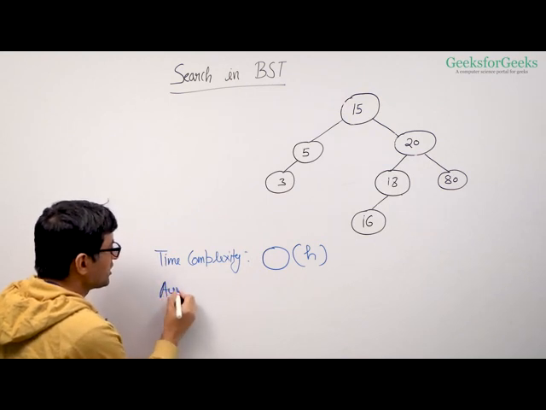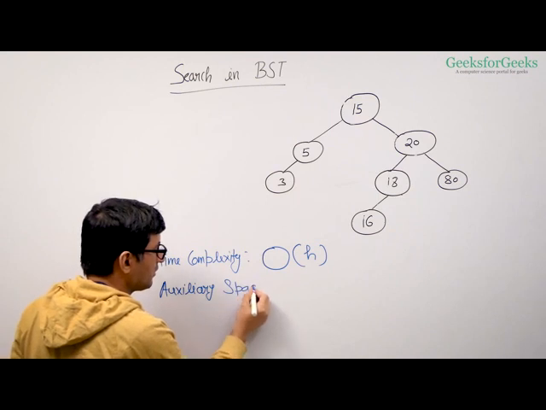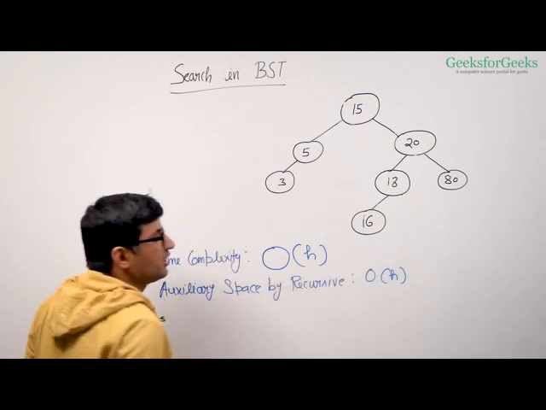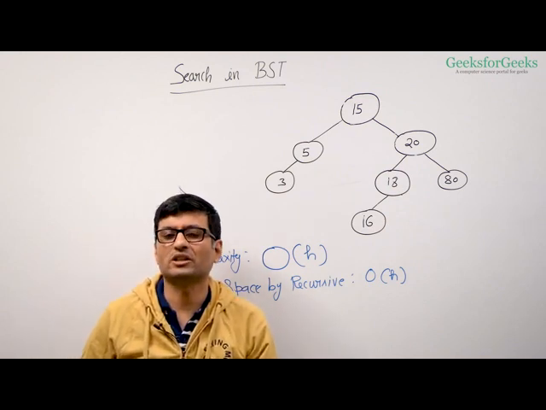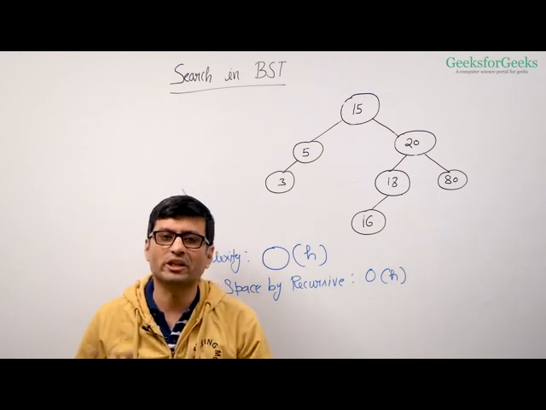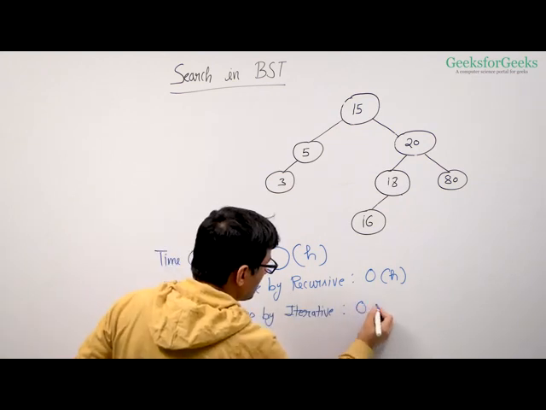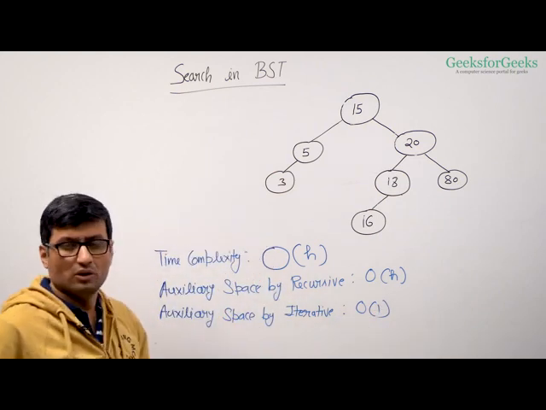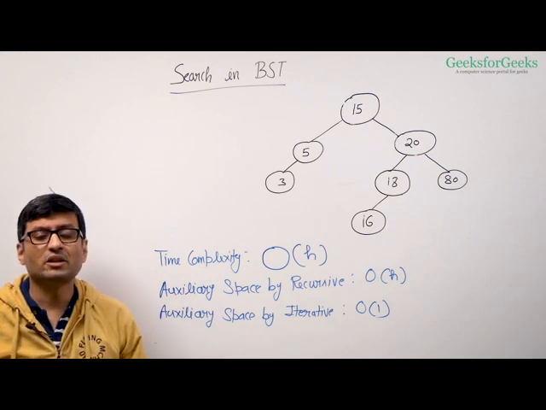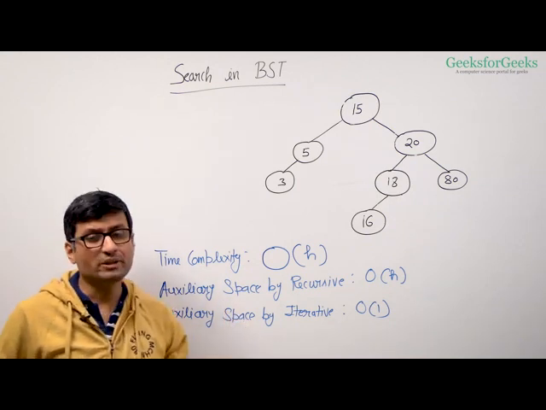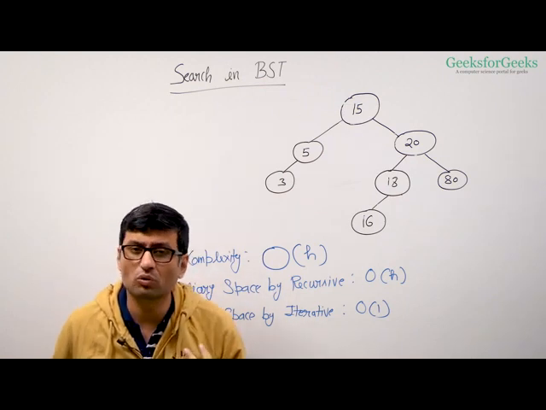And how much auxiliary space is required by the iterative implementation? The iterative implementation does not require any auxiliary space. It works in constant auxiliary space because it's simply running a loop. So obviously, iterative implementation is better than recursive implementation because it does not require auxiliary space. Also, it does not involve extra function call overhead.